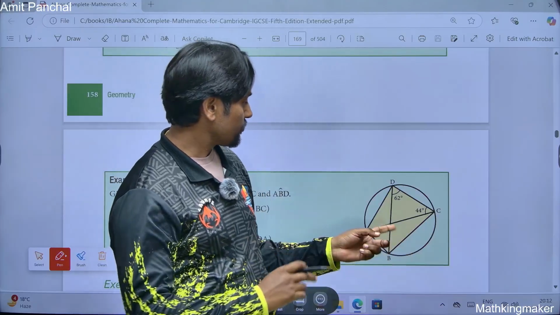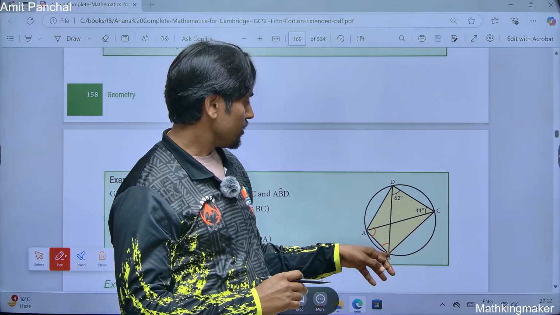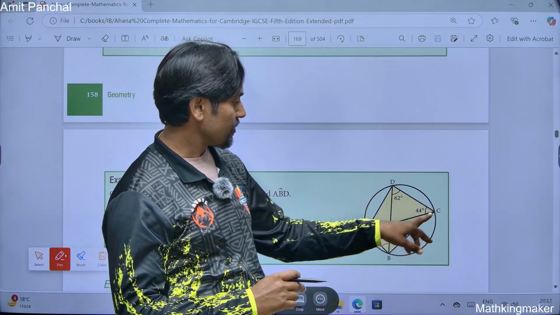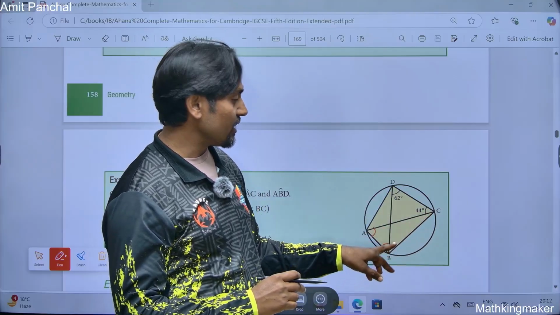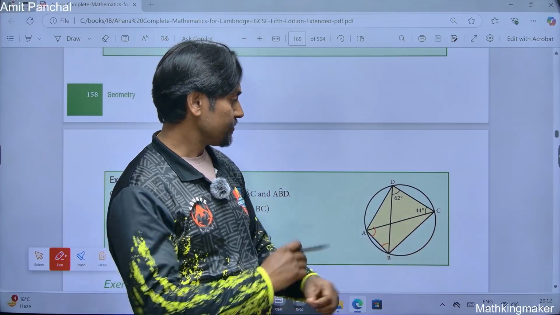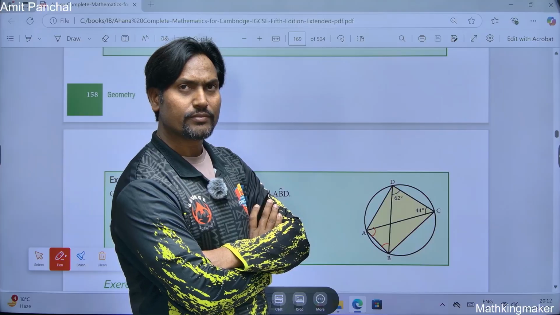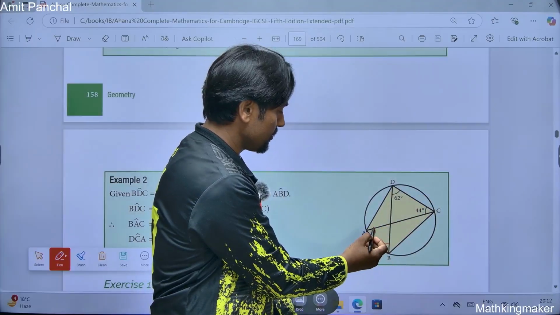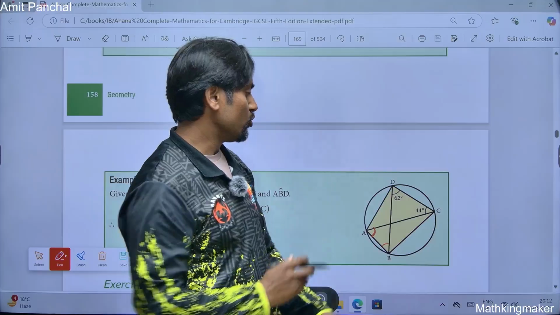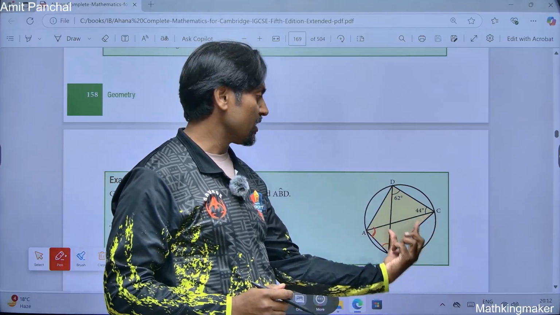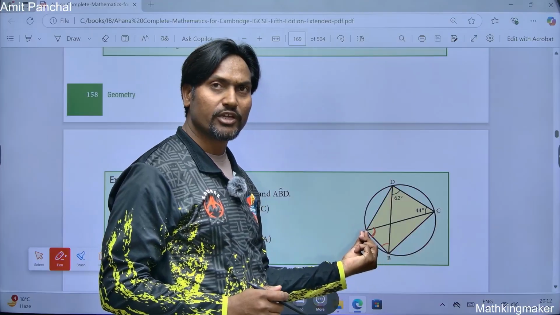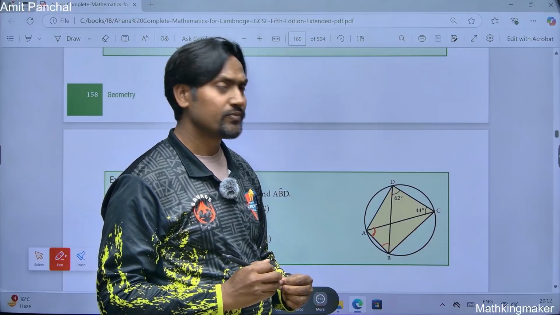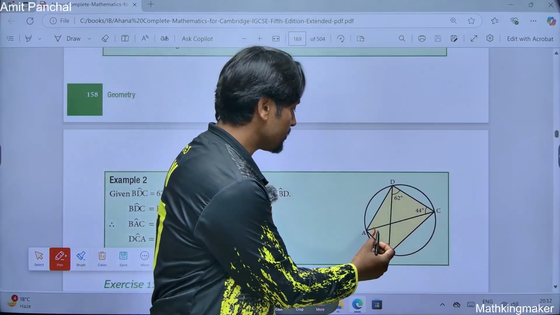See, 62 is being made by BC, isn't it? And what other angle is being made by BC? This one, BC is making this angle. So because it is the same arc making angle 62 and making angle A, both angles will be equal. Okay. So that will be 62.